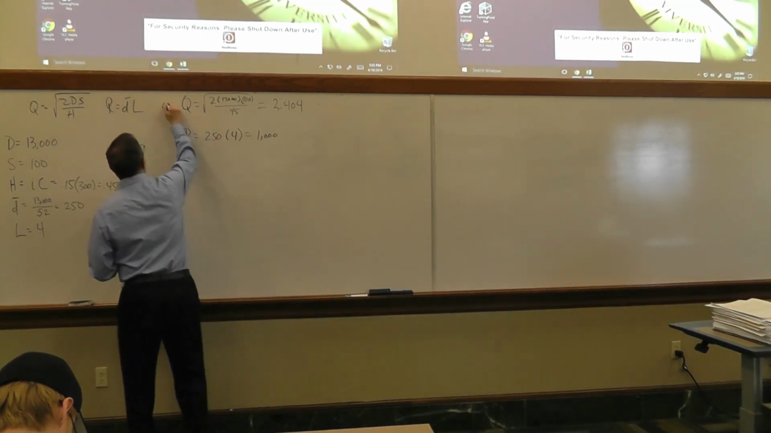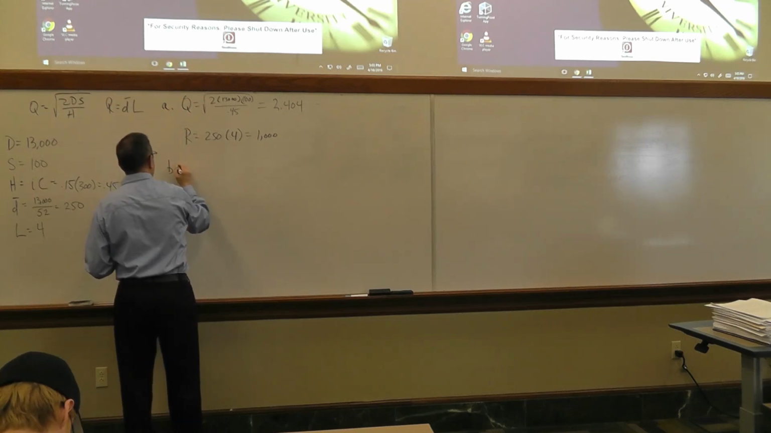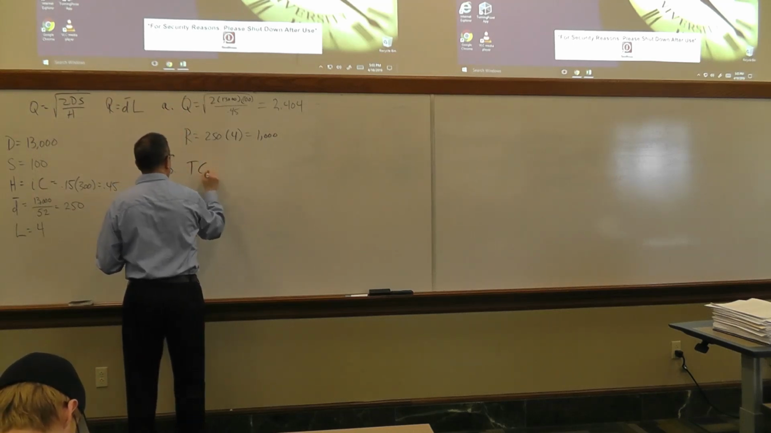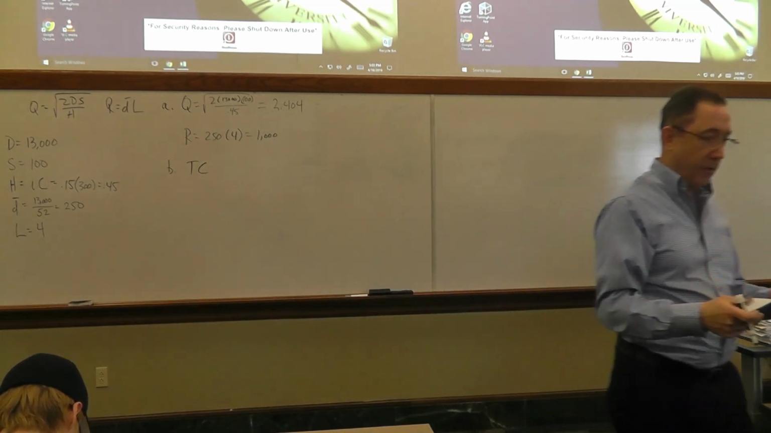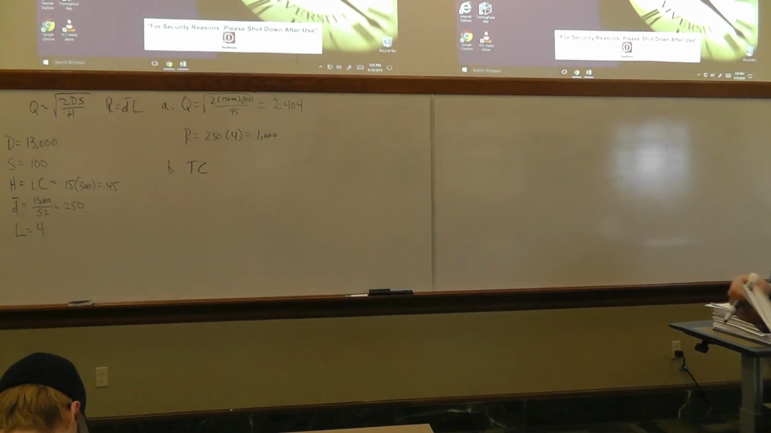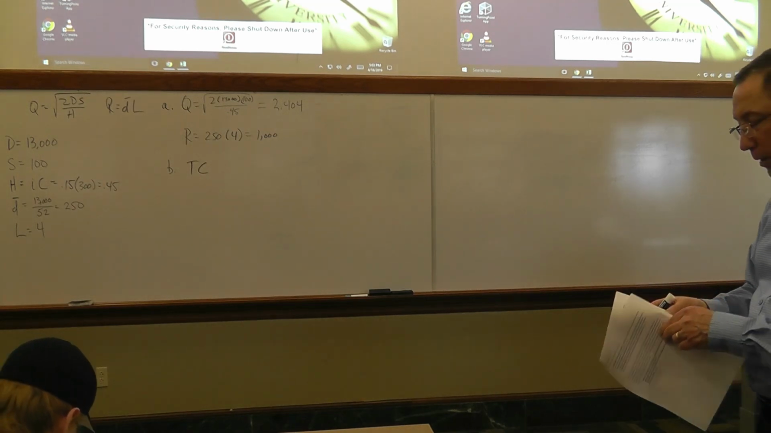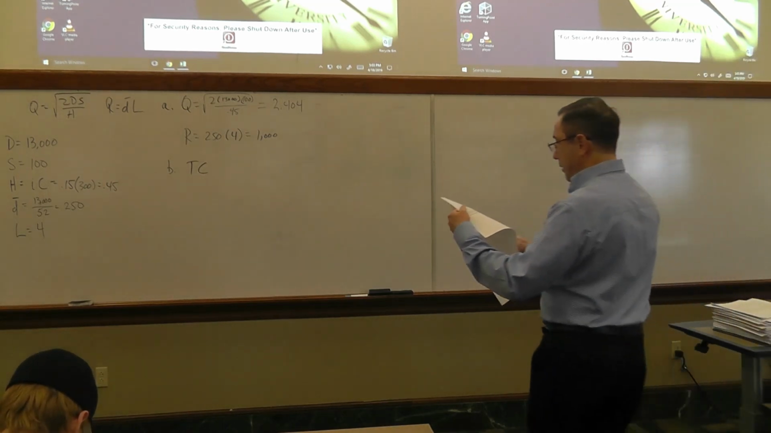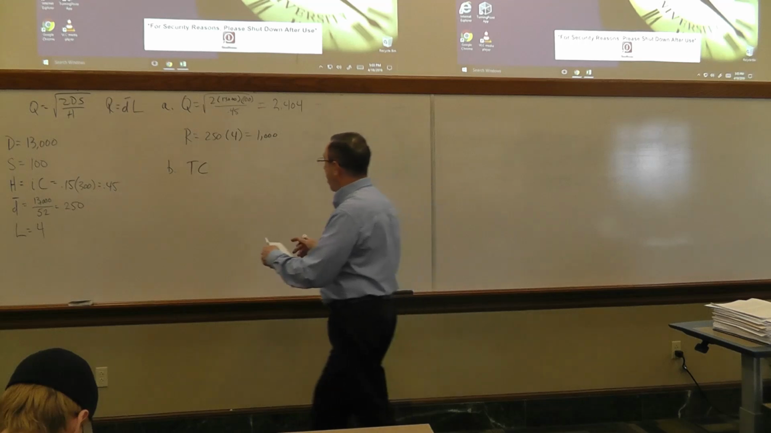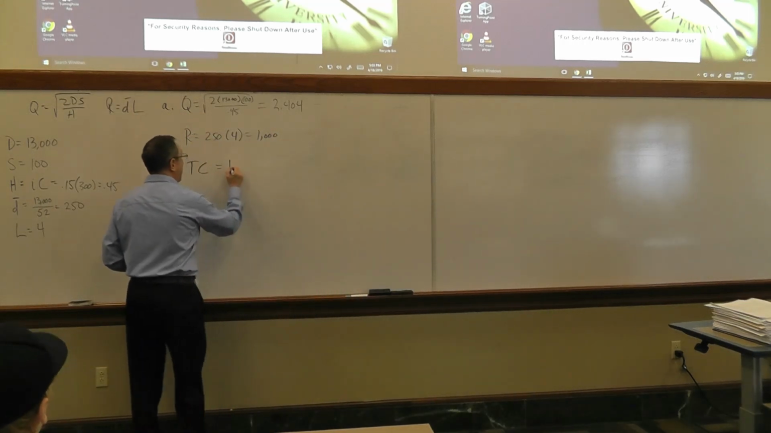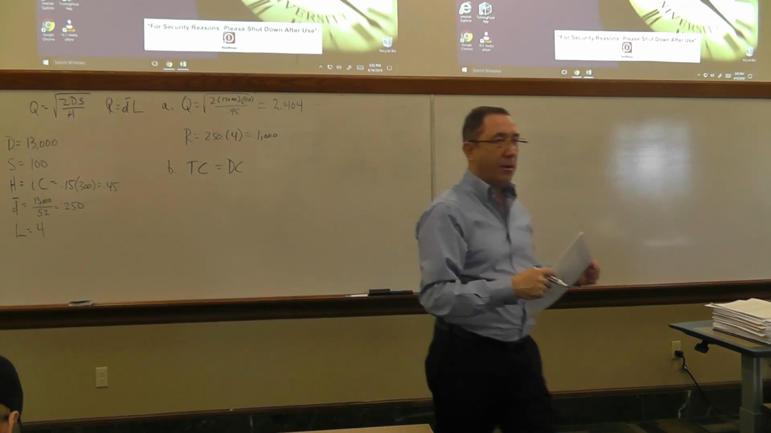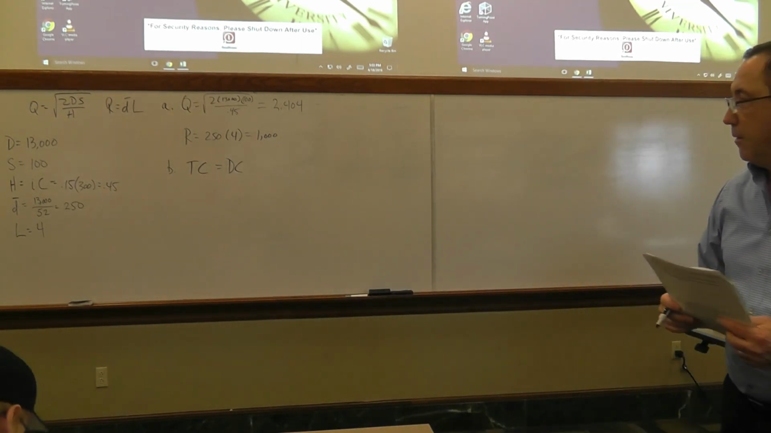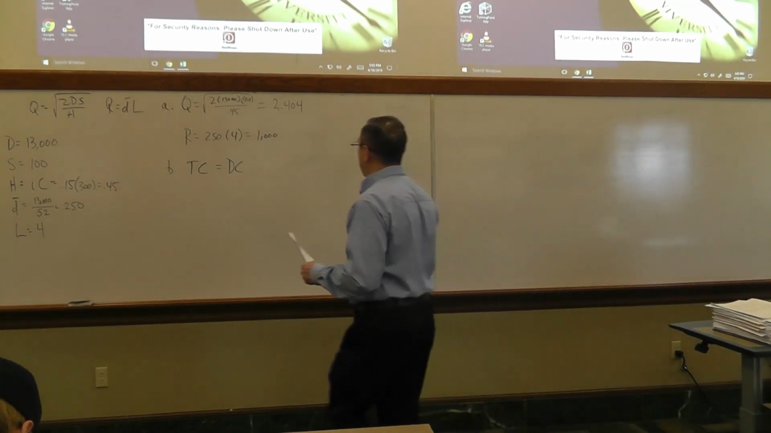So this was A. B, what's the total cost as a result of this policy? Well, we go to the total cost formula, TC. It has 3 components. D times C. What do we have to pay for that? That's the purchase price.